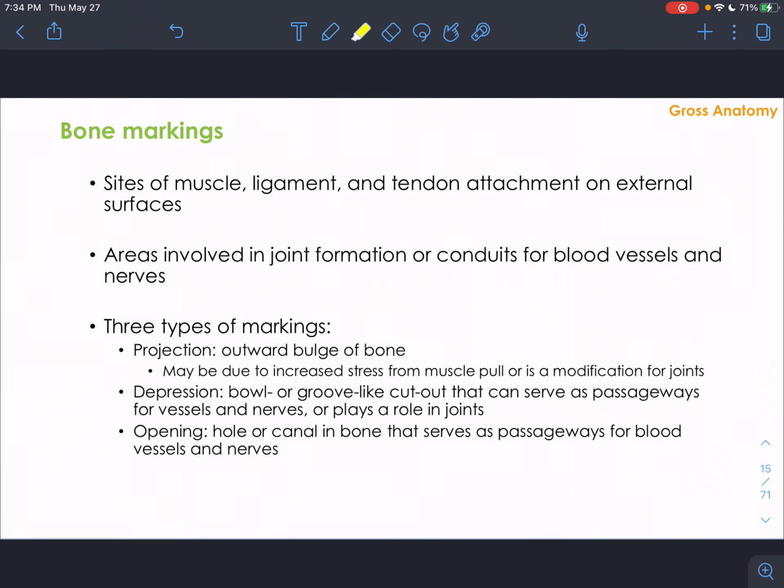Okay, and then the last bit of gross anatomy here is just bone markings. So bones aren't just going to be perfectly smooth. They're going to have little divots and ridges and crests. And those are what we call bone markings. And they're important because they're the site of attachment for muscles, ligaments, tendons. And they can also be involved in joint formations. So where other bones are going to join together, or little holes, conduits for blood vessels and nerves to get through. Okay, so there's a lot of different types of markings.